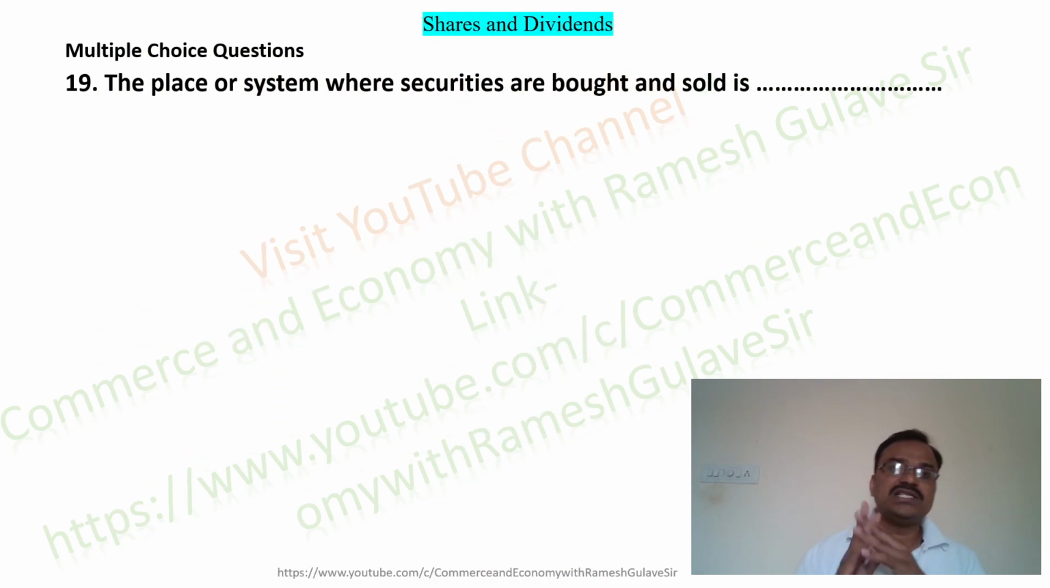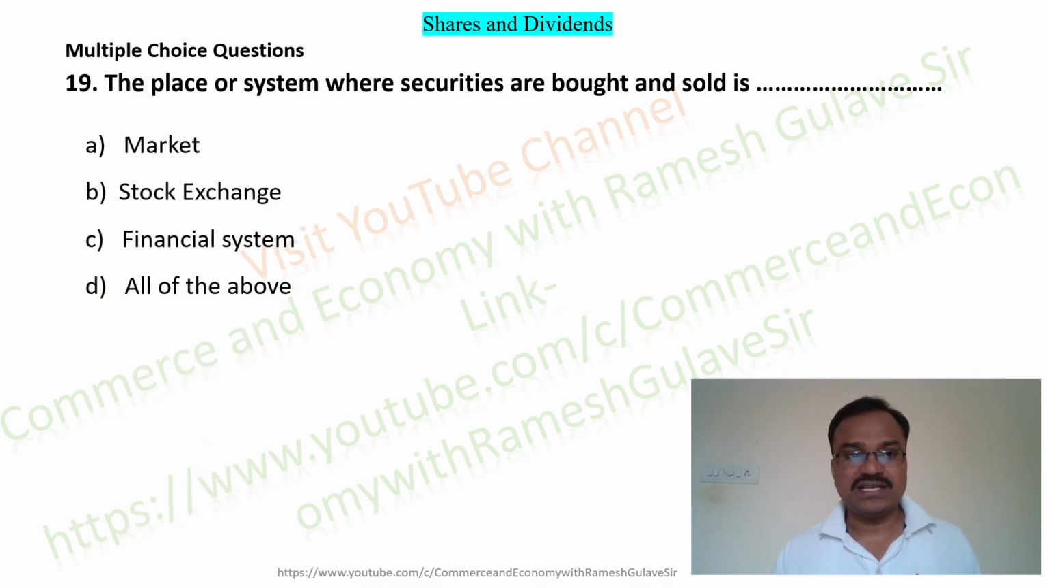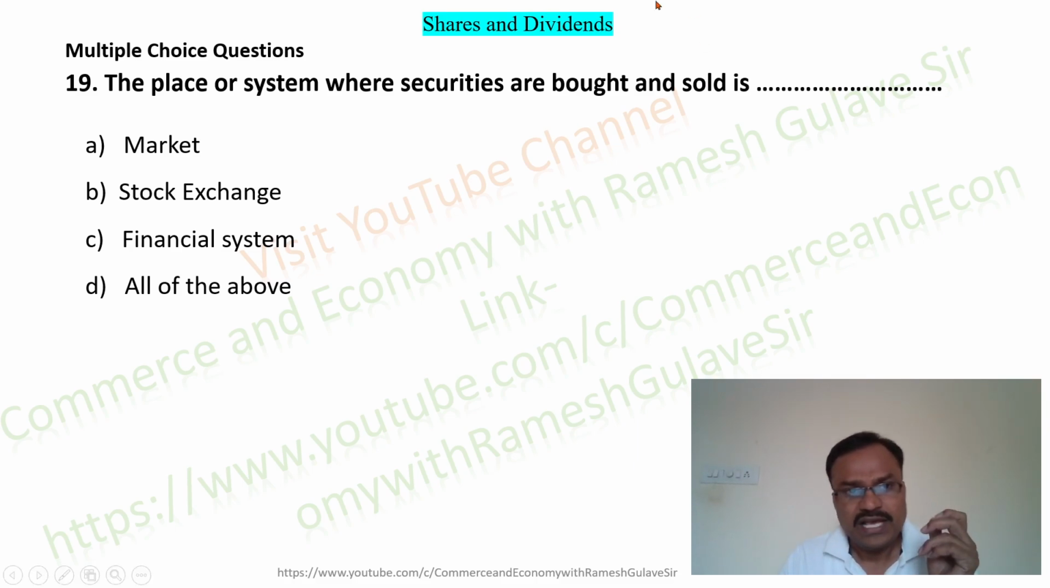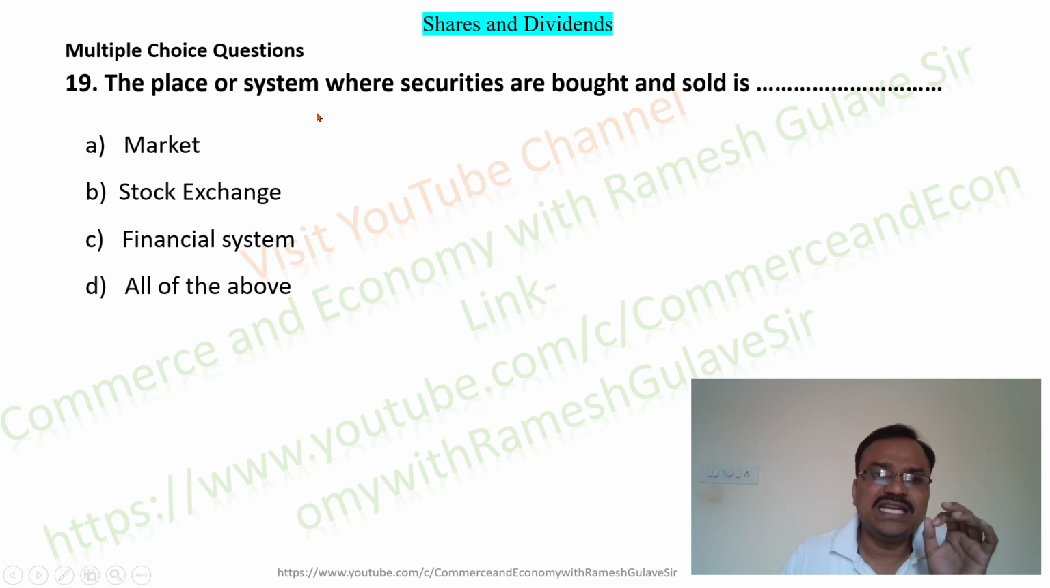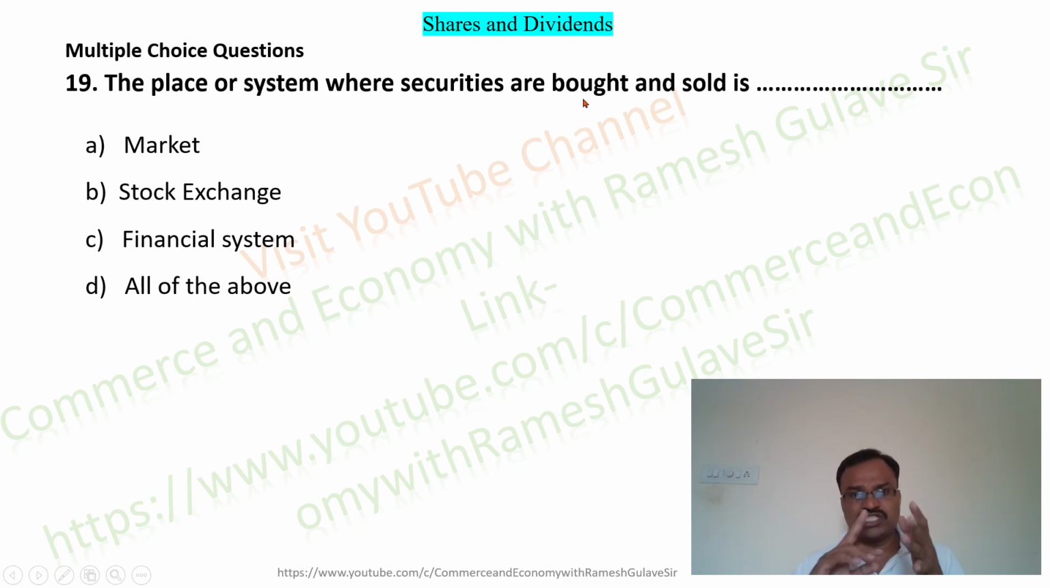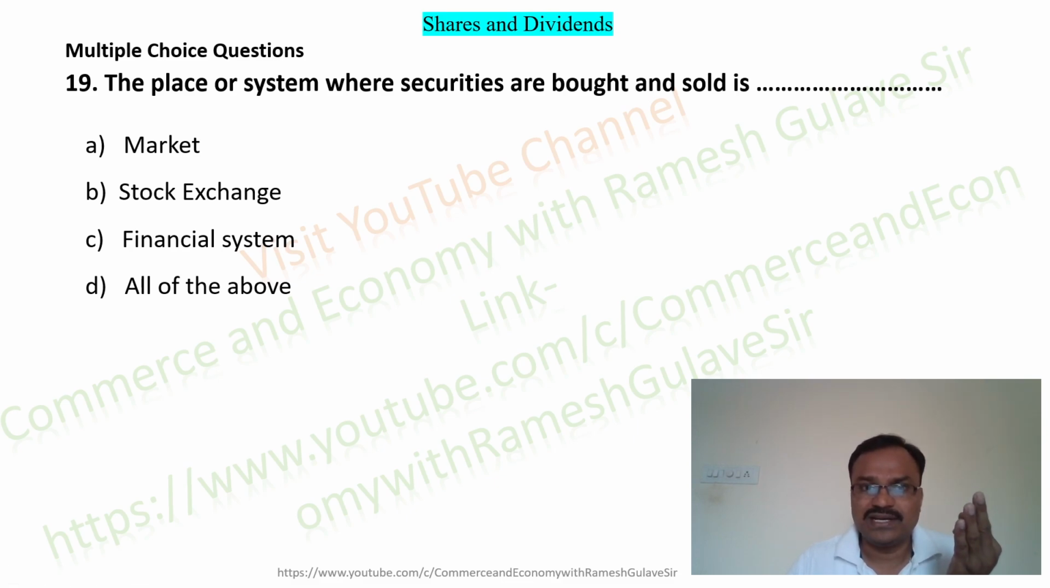The next question says the place or system where securities are bought and sold is. And options are market, stock exchange, financial system, all of the above. See, friends, securities means shares, debentures, bonds. The term securities is used for shares, debentures, and bonds collectively, right? So the question asks us the place or system where securities are bought and sold. It is basically stock exchange. So here option B is the right answer.